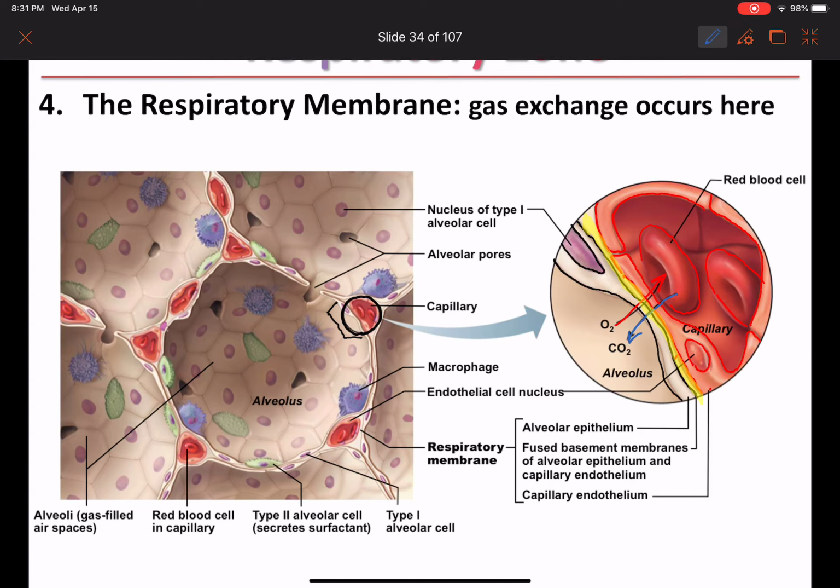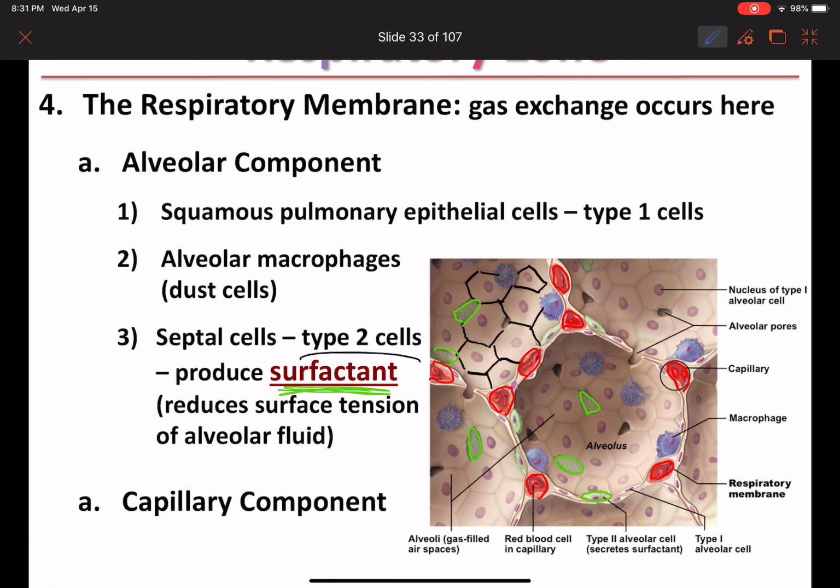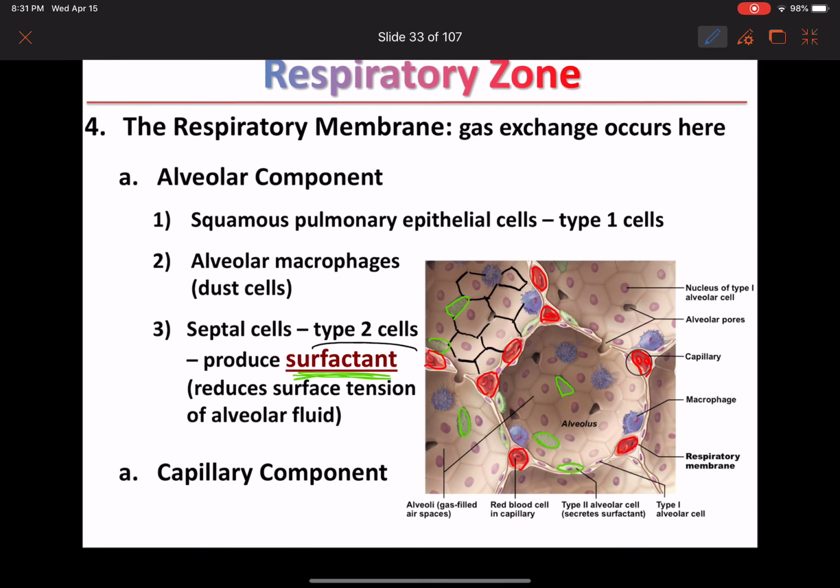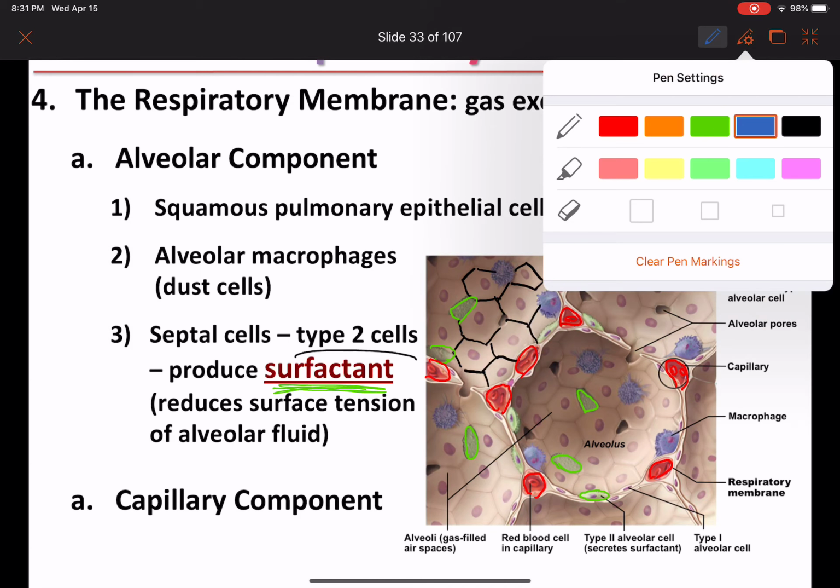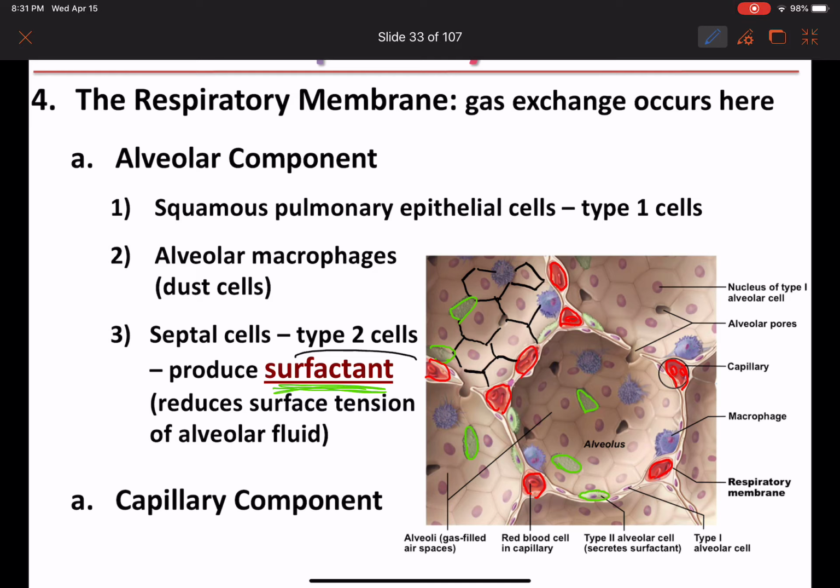Also, another type of cell that I failed to mention here, and I'm going to go back, I'm just starting to remember this, are the alveolar macrophages or dust cells. They play an extremely important role. So remember we said that we have this very sophisticated air filtration system that starts all the way up with our nasal cavity.